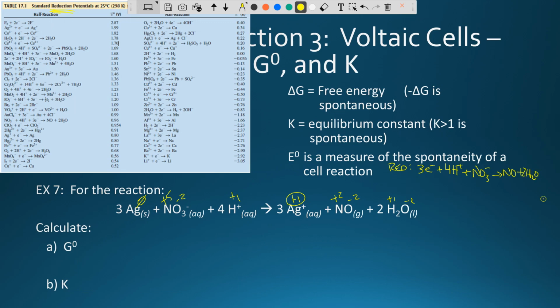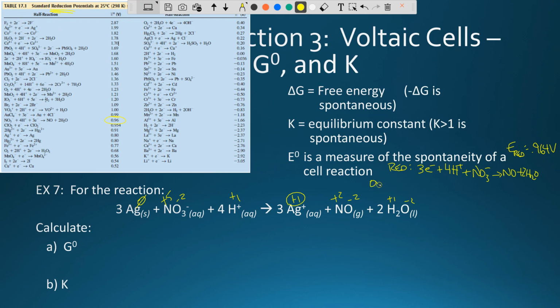Now, if I take a look at my chart up here, I see my nitrate and I see a 0.96 value. I'm going to actually go a little bit deeper into that just for the sake of accuracy. We're going to go down and I'll use a different number. That's going to be 0.964 volts. Okay, so that's no big deal. You can use your 0.96, you're good.